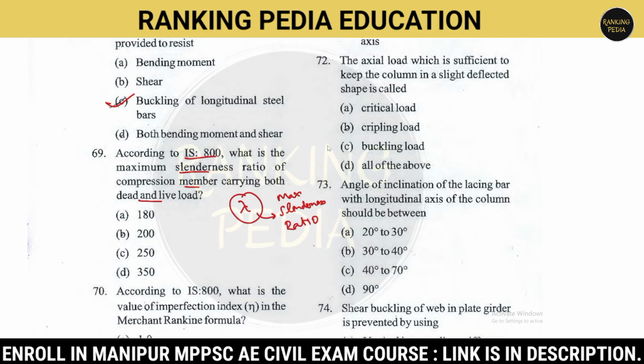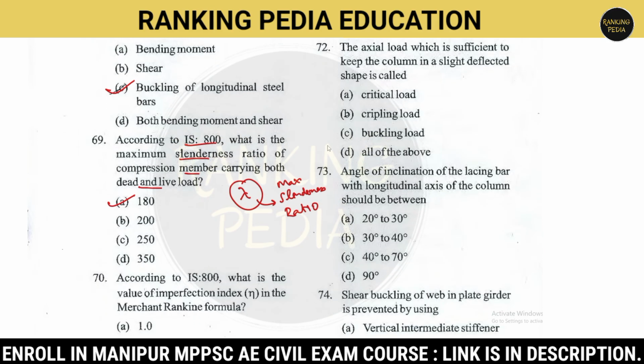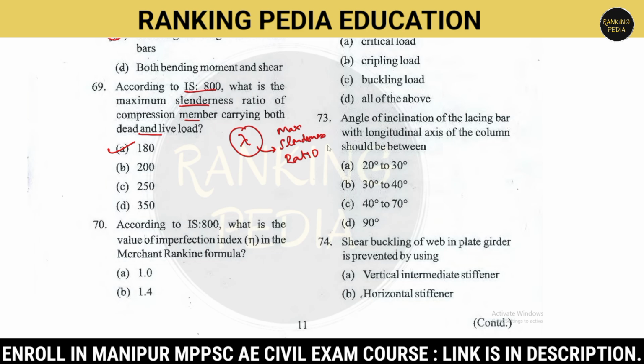A member carrying compressive loads resulting from dead loads and imposed loads, which is live load, generally has a maximum slenderness ratio of 180. Option number A is correct. Next question: according to IS 800, what is the value of the imperfection index in the Merchant Rankine formula? The value of the empirical constant is taken as 1.4. Option number B is correct.